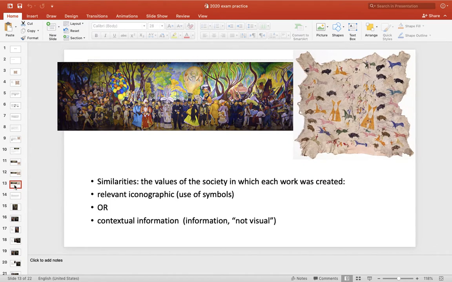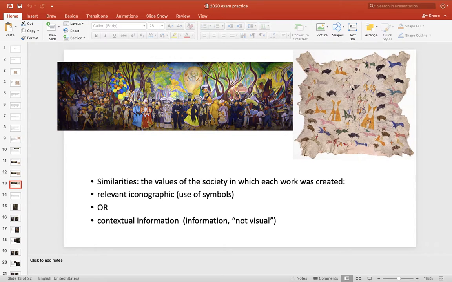Then number 3, this is the hardest part. Similarities of the values in which each work was created, and then use symbols or context. Context, information, and symbols. This was tough, but here it is. This was painted in 1900, but it's talking about the past, the way the Plains Indians used to live. This is painted in 1936, but it's talking about the past history of Mexico.